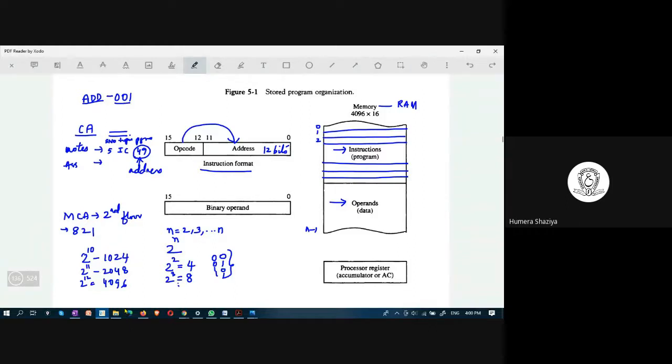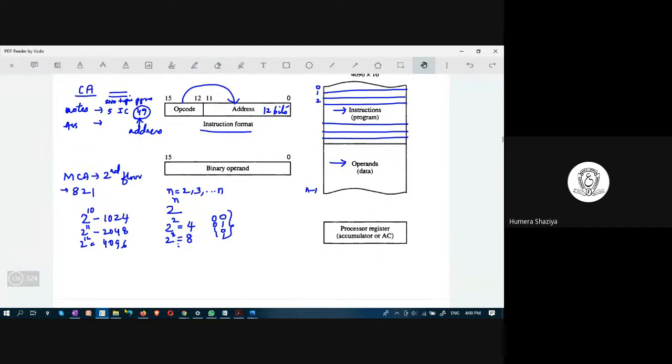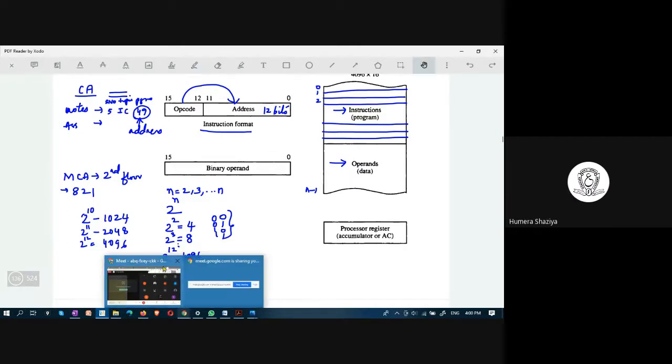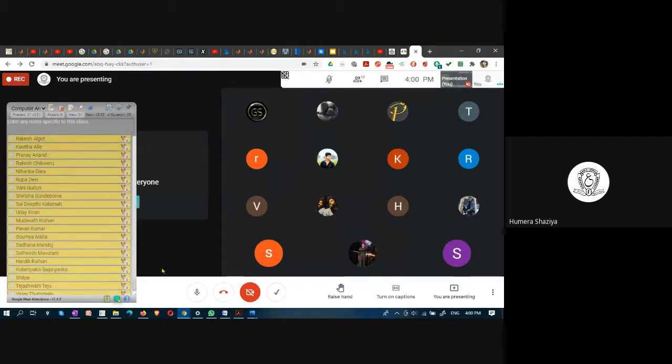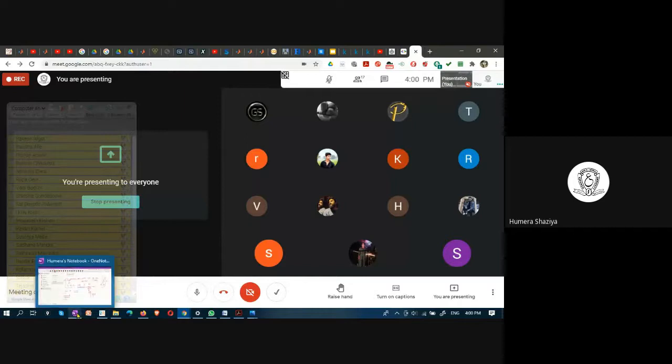Likewise, when there are 12 bits, 2 to the power of 12 is equal to how many combinations? 4096. The one who did not understand, who asked me the question? Did you understand?